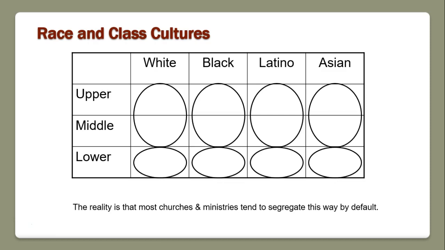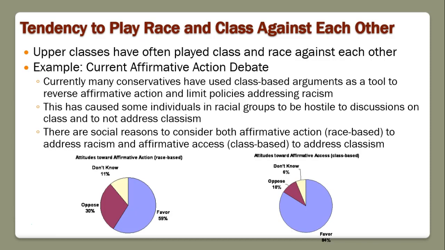Now, what happens in a fallen world is these things tend to get played against each other. So there's this tendency to play race and class against each other. So, in the U.S., there's something called Affirmative Action, and that's where historically disadvantaged groups will get preferential treatment in certain things to offset that history. And what's happened is many conservatives have used class-based arguments as a tool to reverse affirmative action and limit policies addressing racism.